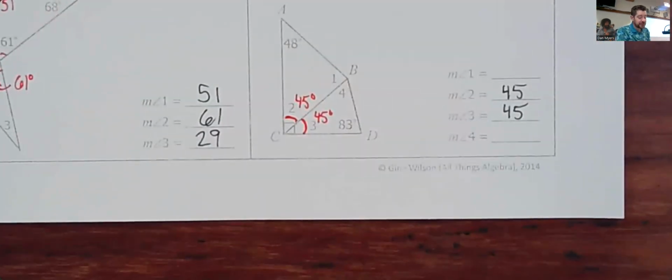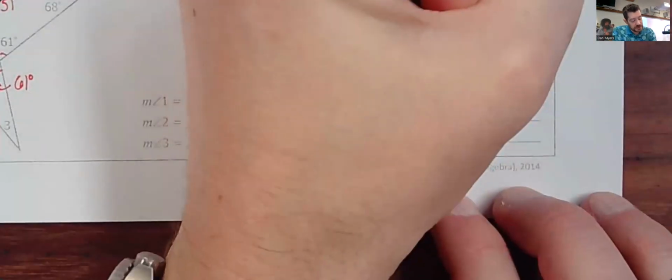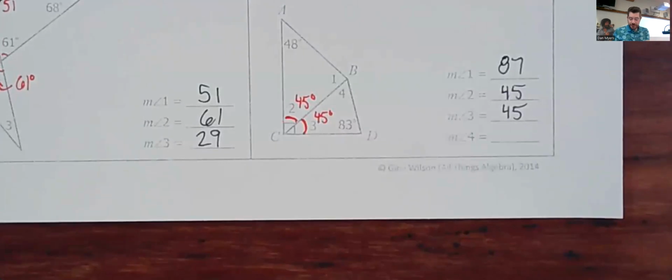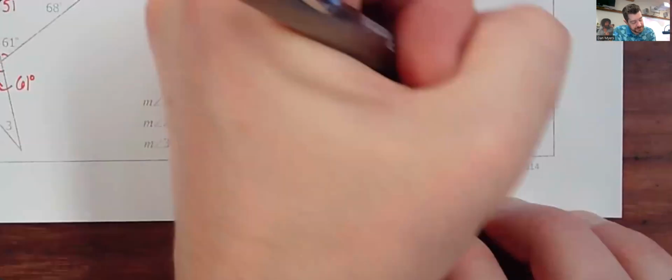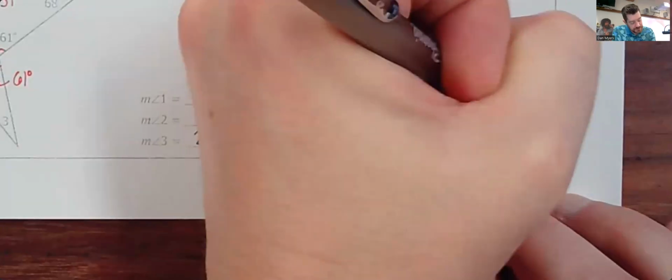And then we can find out 1 and 4 pretty easily because we have 2 of the 3 angles in each of the other 2 triangles. So angle 1 would be 87, yeah? Okay. And angle 4 is 52 degrees, good. All right.